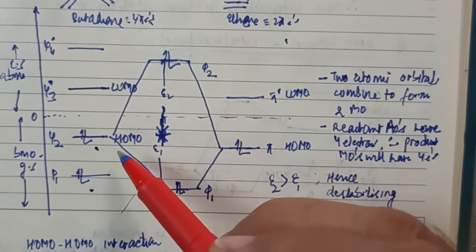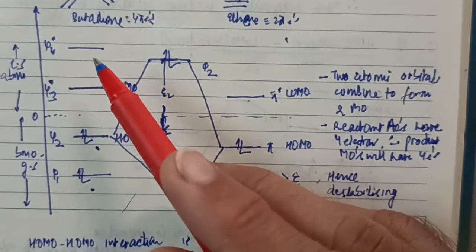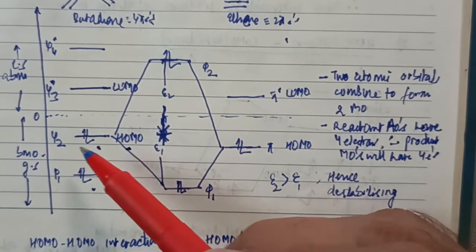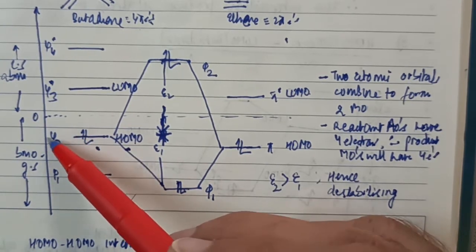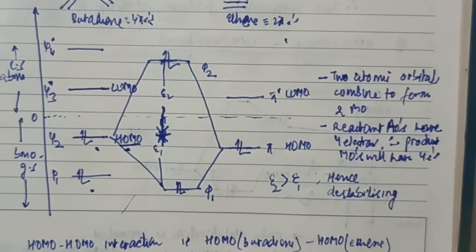We've already discussed this, I'll repeat again. In this diene system, the HOMO will be the one which is filled, occupied, and highest in terms of energy. I have 2 filled orbitals, psi1 and psi2. Out of these, the highest in terms of energy is psi2. Therefore, the HOMO of the diene system is psi2.